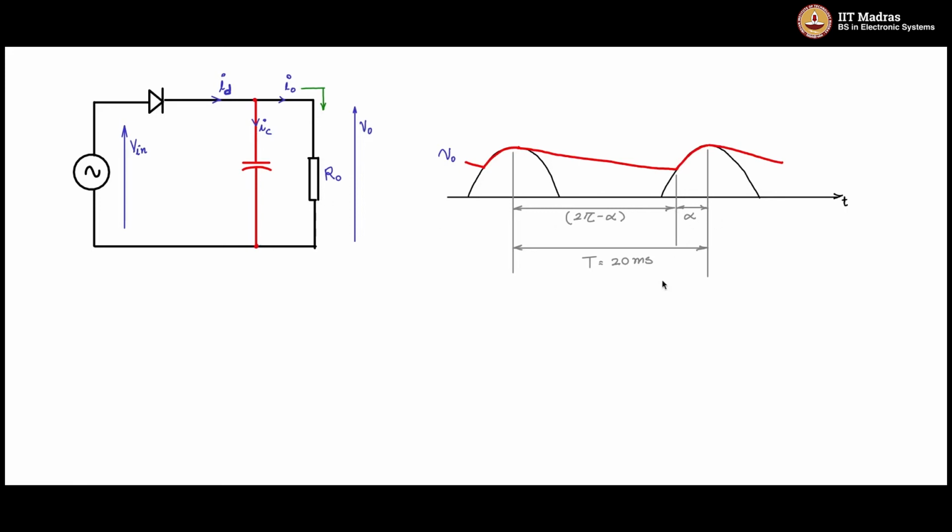So let us say that this portion is the portion where the capacitance is purely supplying the load, and this capacitance and load combination is disconnected from the input. And this is the period when the capacitor is getting replenished and the load is being supplied by the input directly.